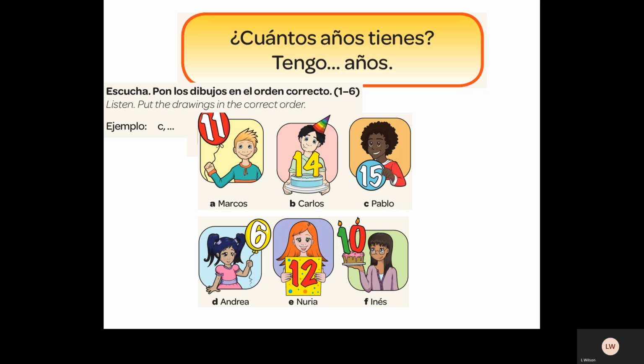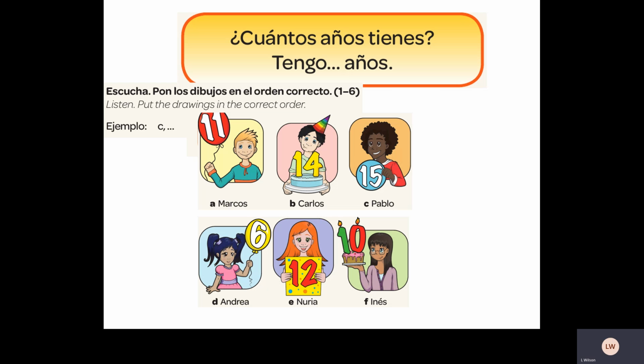Escucha. Pon los dibujos en el orden correcto. 1, ¿Cuántos años tienes? Tengo 15 años. 1, ¿Cuántos años tienes? Tengo 15 años.